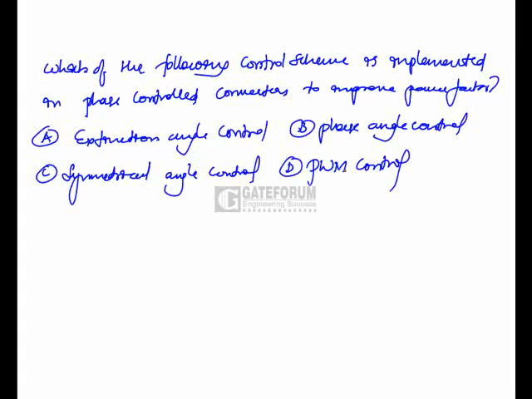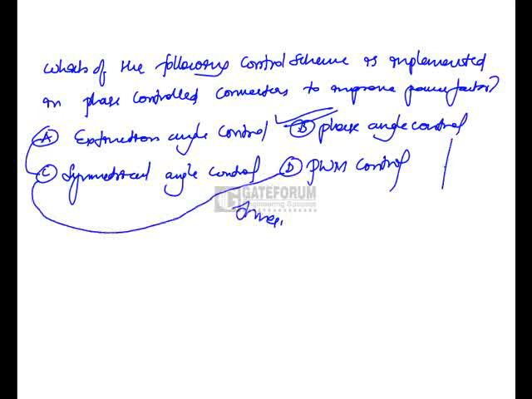The following control scheme is implemented in phase control converters to improve power factor. Now what are phase control converters? We will vary the phase angle such that there will be a change in the relationship between voltage and current. Generally we use this phase angle control, whereas the remaining controls are used in inverters. Only one control, that is phase angle control, is used in rectifiers, or phase controlled converters. So option B is the correct answer.